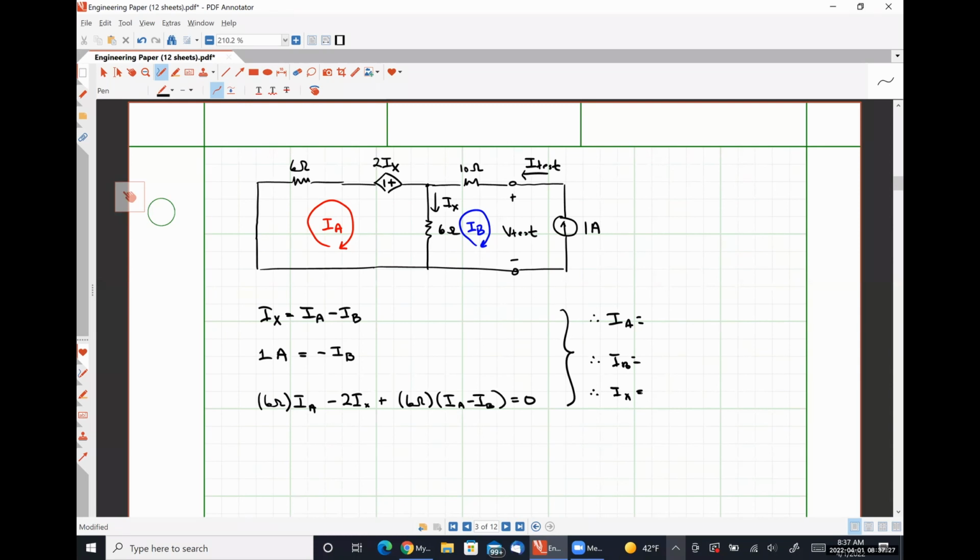For my third equation, I have 6 IA plus another 6 IA, so that's 6 plus 6. For IB, I have -6. For IX, I have -2. And my constant term is 0. And I shall solve. And I get IA is -2/5 of an amp, IB is -1 amp, and IX is +3/5 of an amp. So now that we know these mesh currents, how do we determine our voltage V test?